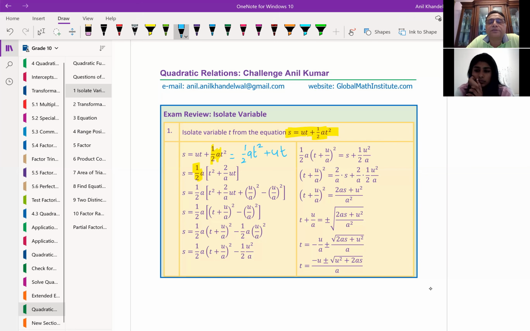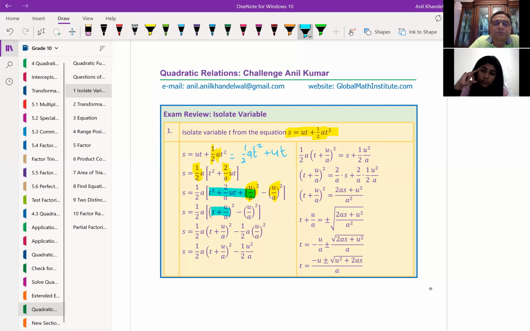To complete the squares, we have to take half of the coefficient of T now and square it. So when you do half of this, it becomes u over A. So you square it, add and subtract the square of half of the coefficient of T. Once you do that, the first three terms form a perfect square. And you could write them as T plus u over A whole square, and the other term, which is a constant in this case, u square over A square.